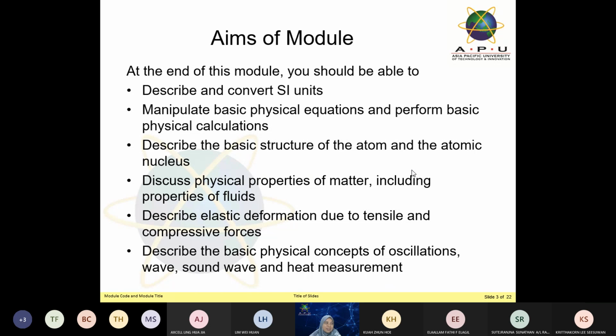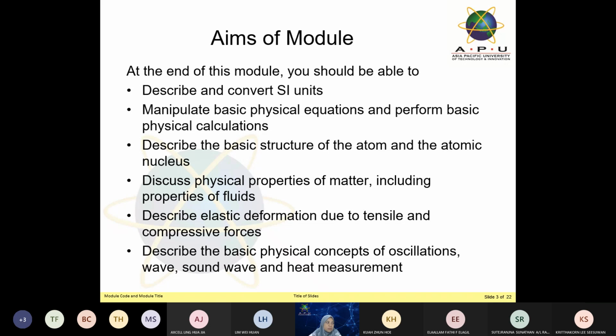Okay. Describe basic structure of the atom and atomic nucleus. Okay, what is atom? After this, we will also learn. Atom consists of protons, neutrons, electrons. So what is atom? Anything in any object has atoms. Everything is made of atoms.